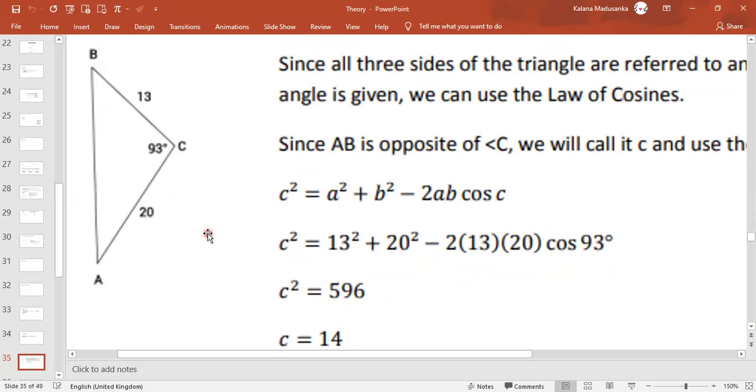First of all, obviously the triangle should not satisfy the Pythagoras theorem, or it should not be a right triangle. Otherwise, we can use the Pythagoras theorem. And also, we should know the two sides and the adjacent angle in between the sides. And that is the only requirement.